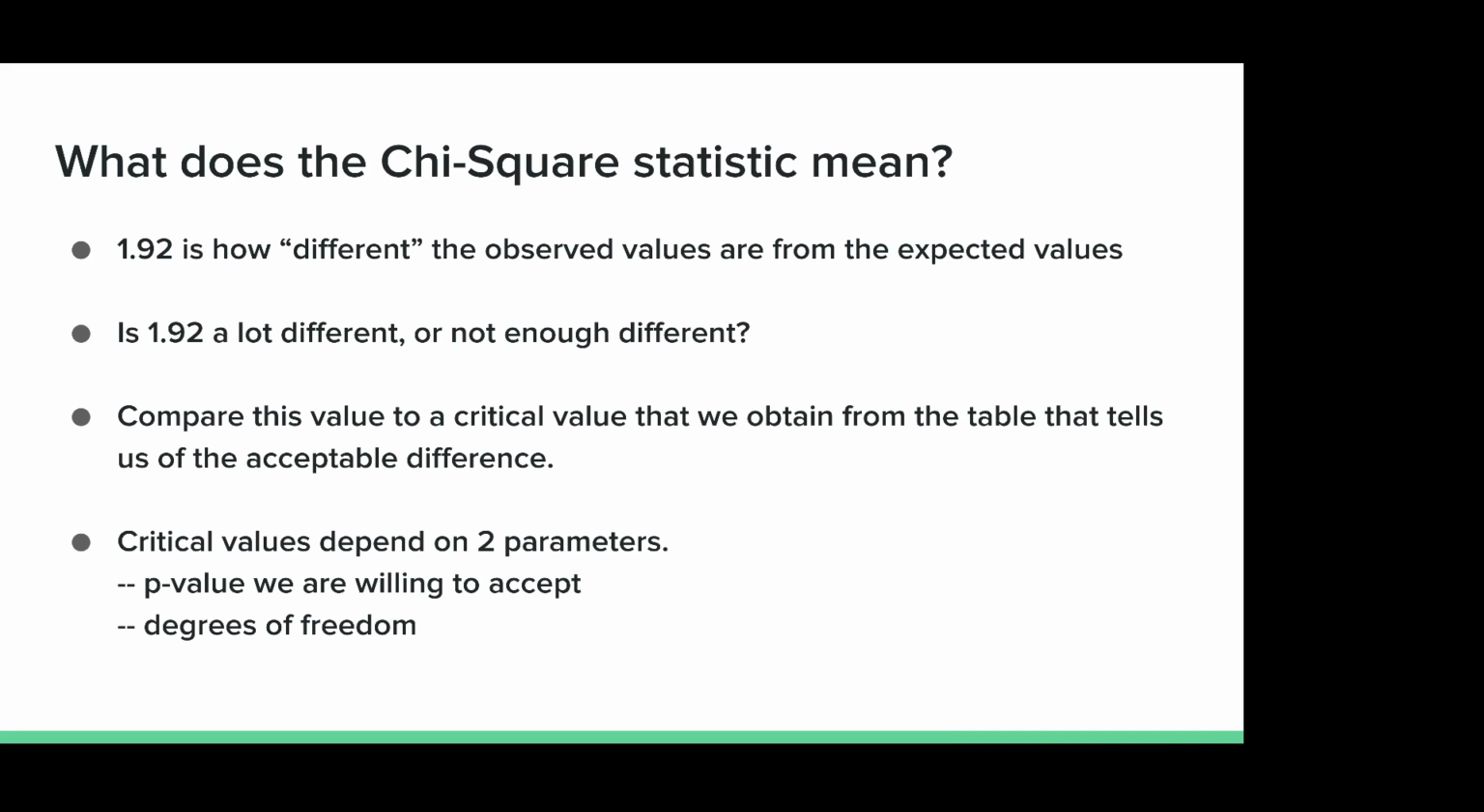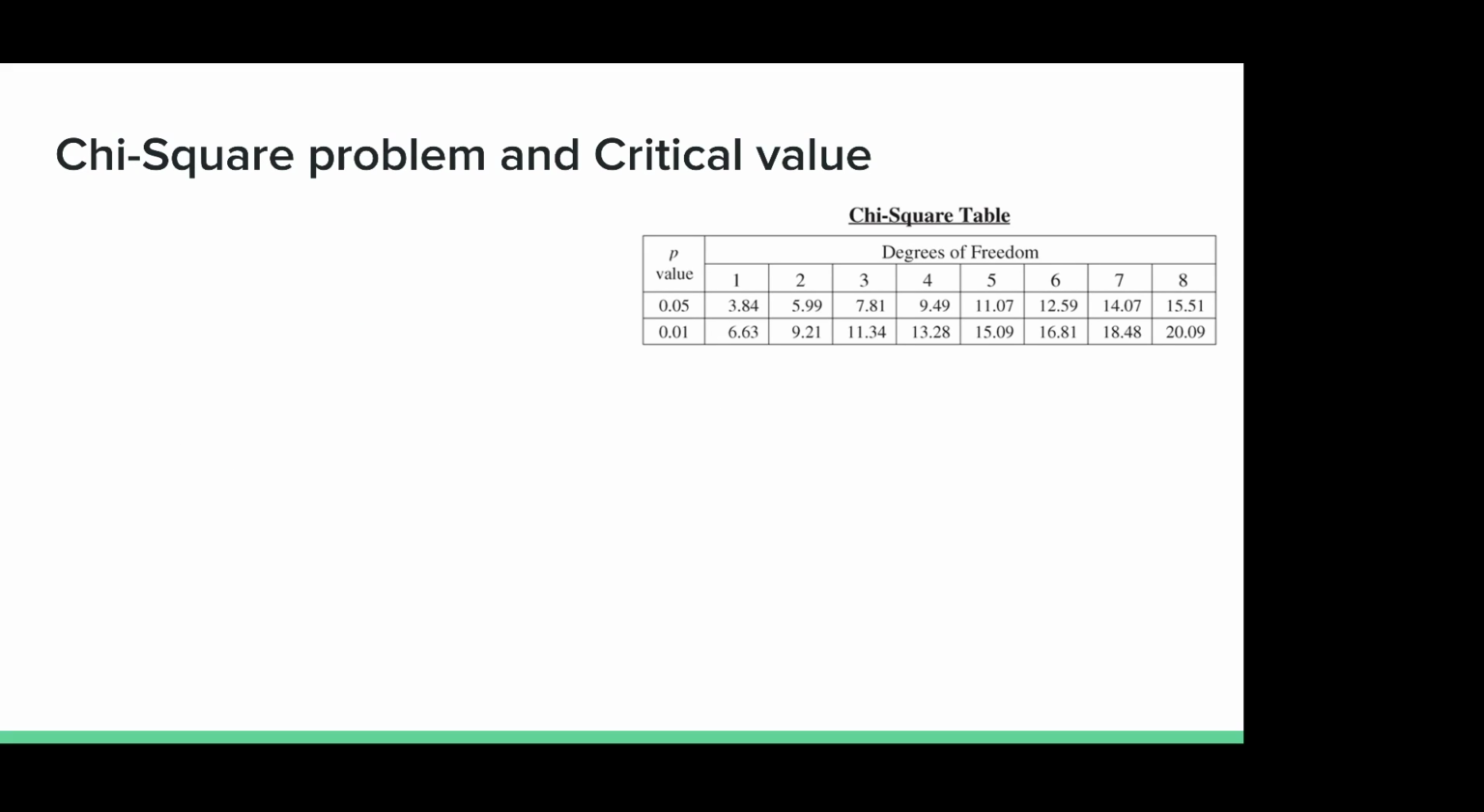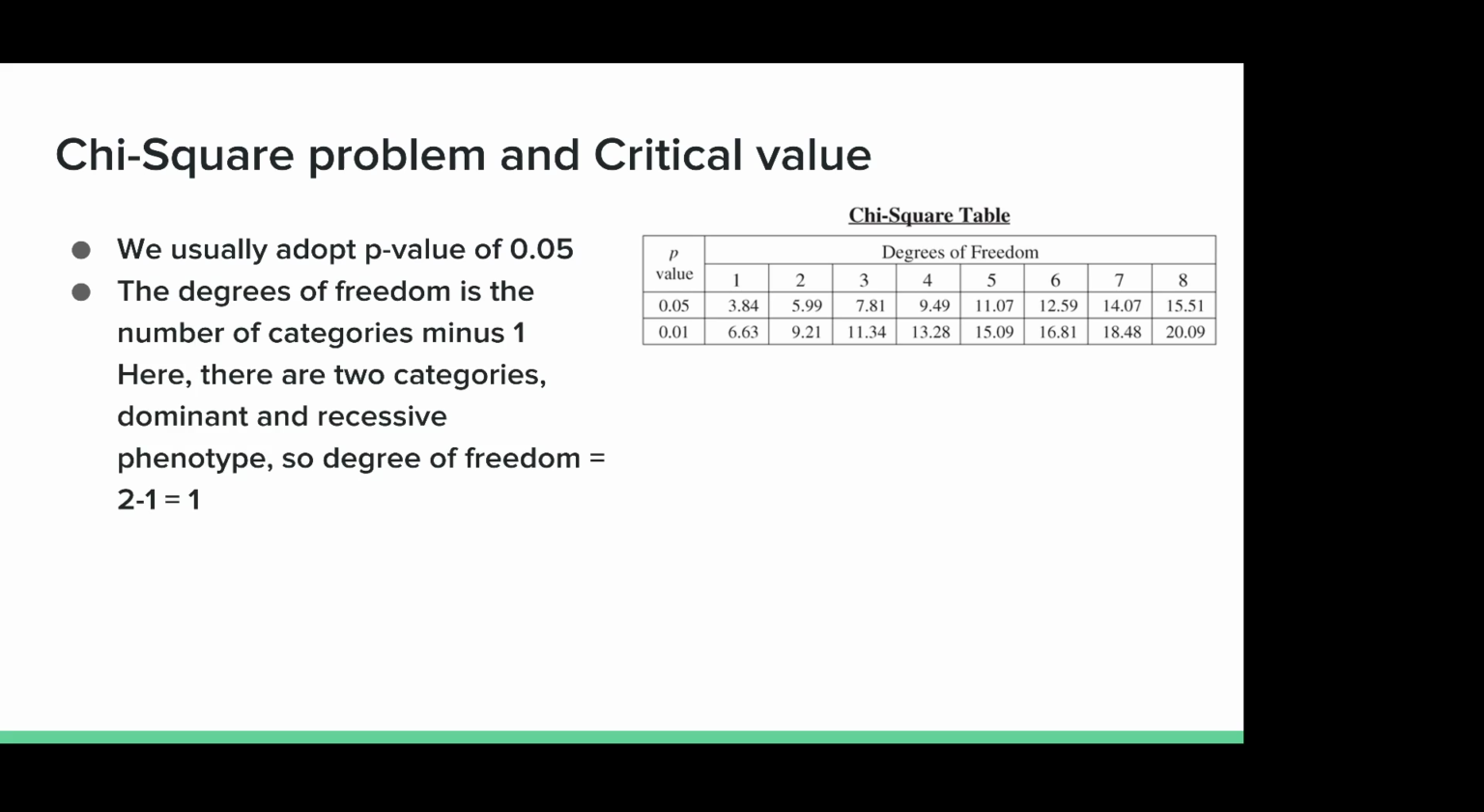So the p-value that we're willing to accept, typically, we just go with a p-value of 0.05. There's no reason why you have to, but we just typically go with a p-value of 0.05. And we need to calculate or determine the degrees of freedom. And so we'll talk about those now. Again, we usually use a p-value of 0.05.